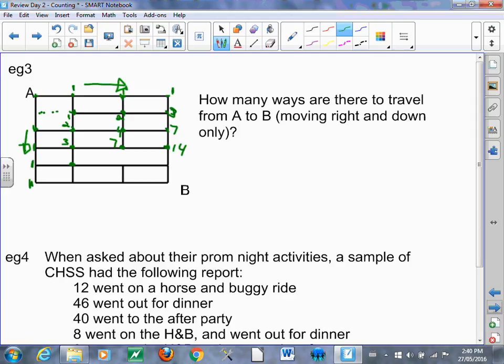Moving to the next line, 3 plus 1 is 4. I still only have 4 ways to get here. Which means at the end I got 4 plus 14 is 18 ways here. Last line, 4 plus 1 is 5 ways, and then 5 plus 4 is 9 ways, and adding those up, 9 plus 18 is 27 ways. Therefore, to get from A to B, there are 27 ways.